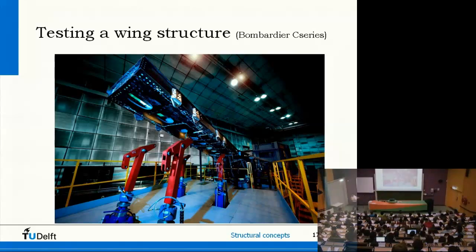This, for instance, is the composite wing of a Bombardier C series. You see here some hydraulic jacks, and these are attached to this wing and then move it around for a couple of months in many cases.